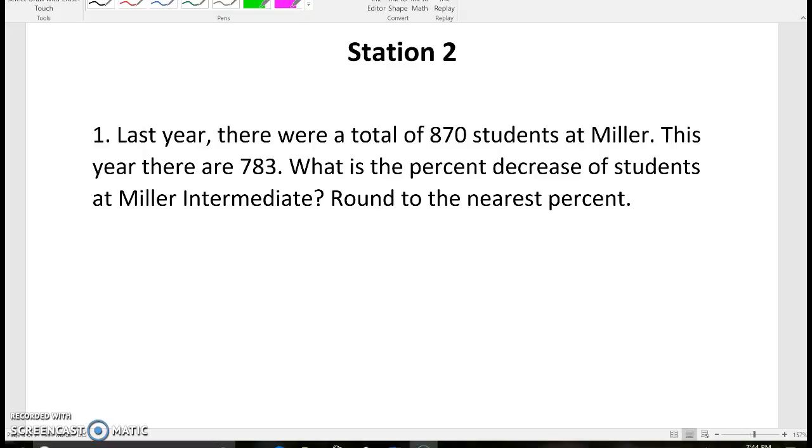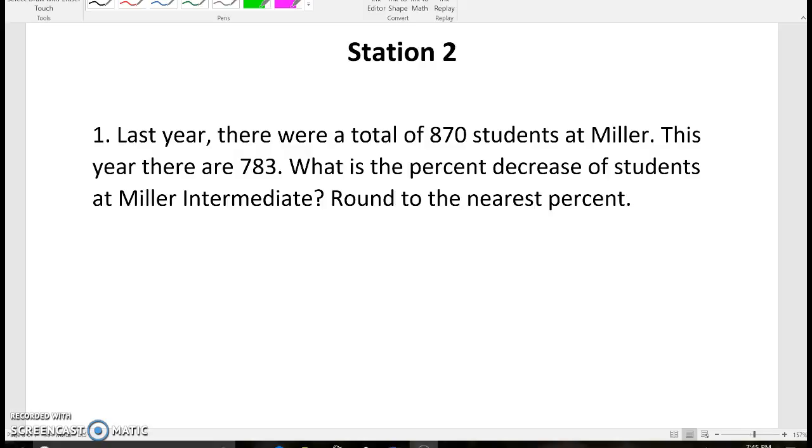Okay guys, so at station 2, we're going to go ahead and work these percent problems on our paper. So number 1 says last year there were a total of 870 students at Miller. This year there are 783. What is the percent decrease of students at Miller Intermediate? Round to the nearest percent.